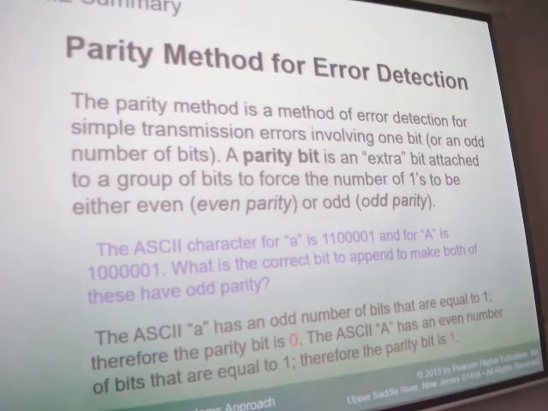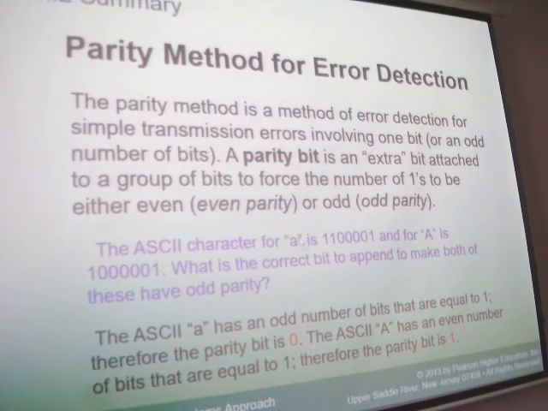The ASCII 2 character for small a is 11000001, and for capital A is 10000001. So the ASCII small a has an odd number of bits that are equal to 1. Therefore, the parity bit is 0.